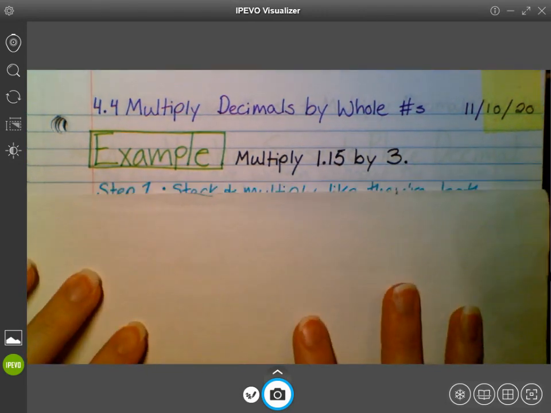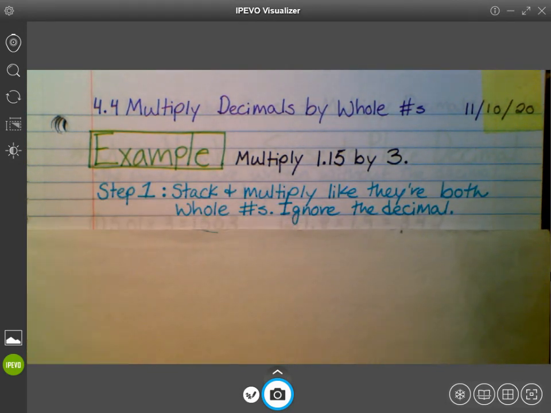So our first step, step 1, stack and multiply like they're both whole numbers. Ignore the decimal. So when you are multiplying decimals, 5th grade, the first step is to stack them like you would whole numbers, just like normal whole numbers, and multiply them without worrying about the decimal. So your first step, you're multiplying. You're not even worried about the decimal.